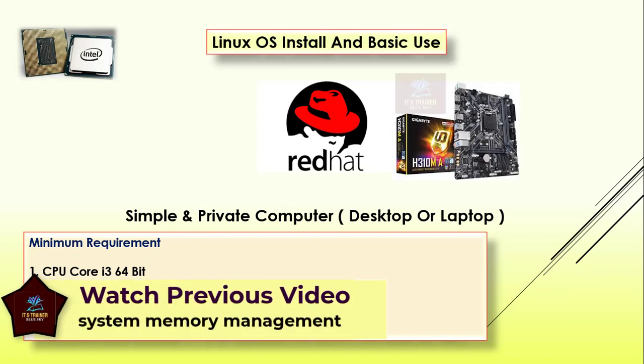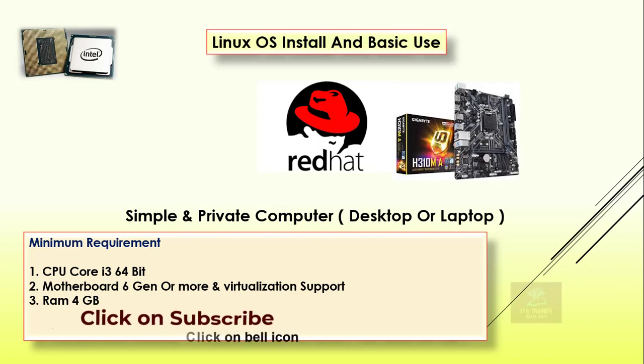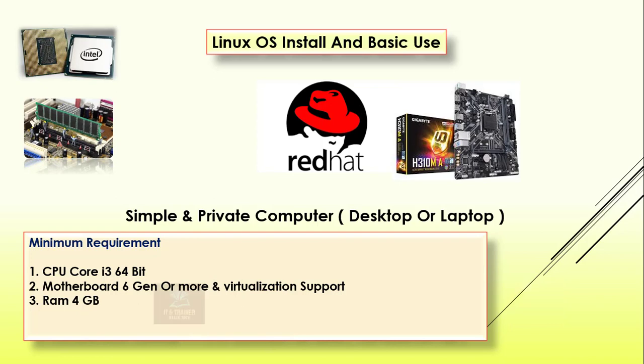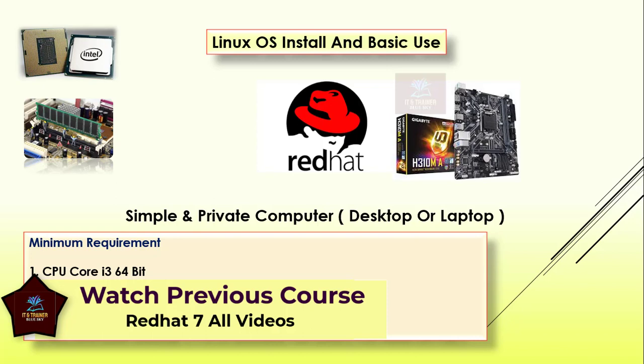RAM, minimum 4 GB requirement. Because you are using a desktop system with Red Hat Linux 7, not 6. You are installing Red Hat 7, so RAM minimum 4 GB. You can use minimum 2 GB, but it is not powerful and loads your system. So use 4 GB RAM. You can see here this is a RAM, one type of random access memory, and I already told you about RAM inside the computer.